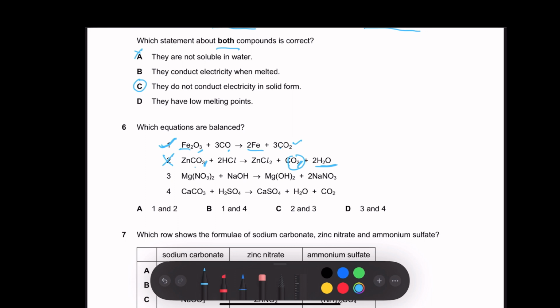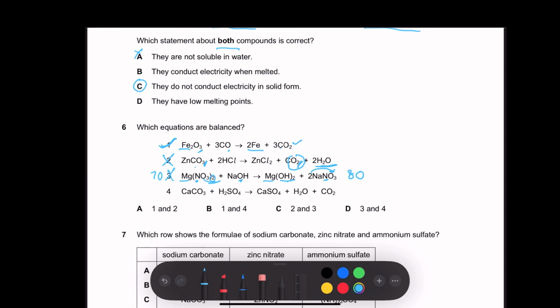Now we have 1 magnesium, 1 magnesium. Then we have 2 nitrogen because it's 2, and we have 2 nitrogen here also. And then we have 6 oxygen and 7 oxygen. Over here we have 2 oxygen and 6 oxygen. So we basically have 8 oxygen over here, but over here we just have 7 oxygen. So this is also incorrect.